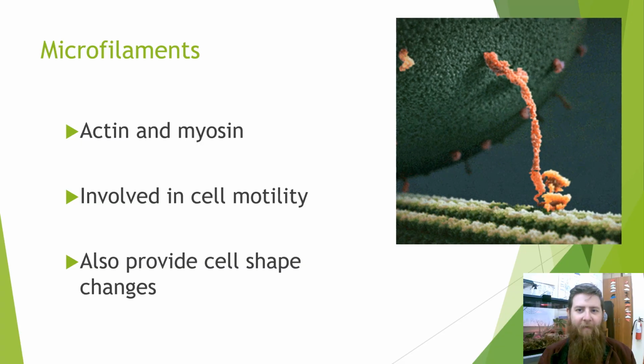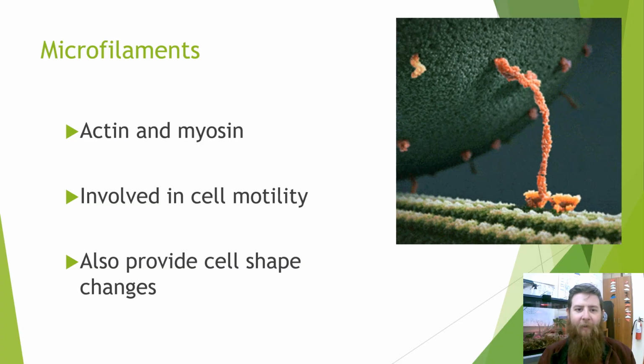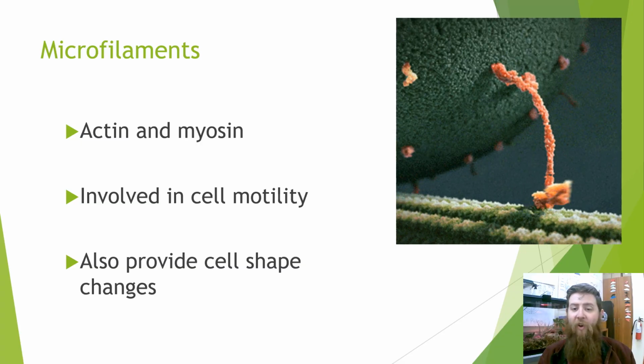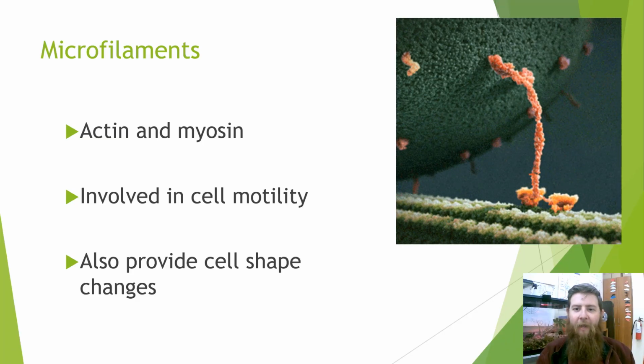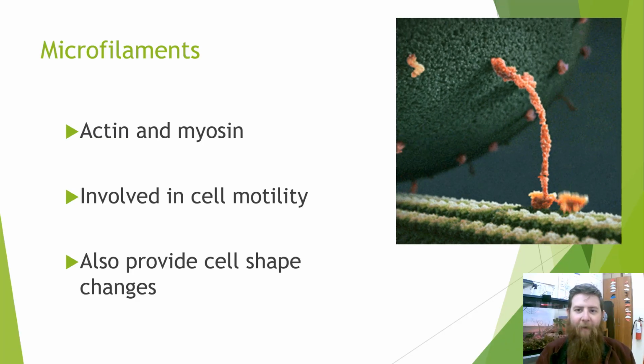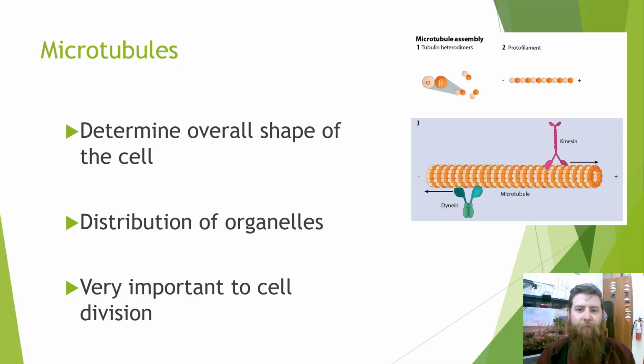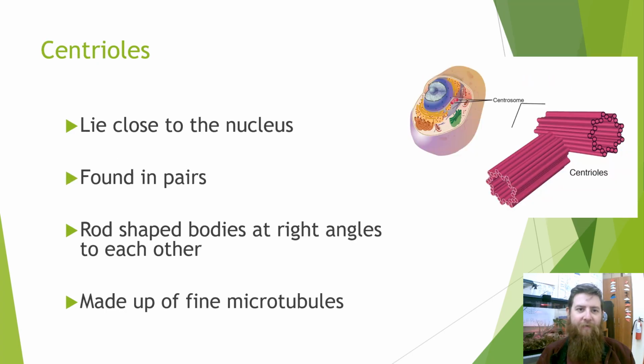Microfilaments, they're actin and myosin. They help with cell motility. They also provide cell shape change. They do it by walking on this track here. This is a very cool diagram that shows that happening there. Very fun. Microtubules, these help determine the shape of the cell, help distribute organelles, and are very important for cell division.